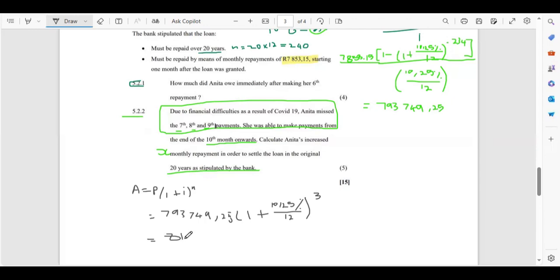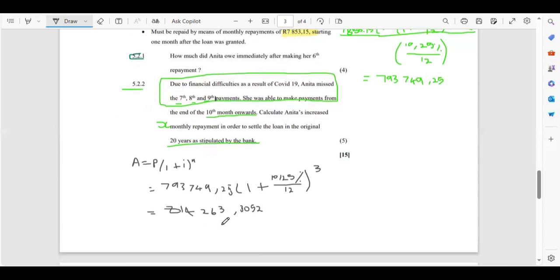And this is how you would always go about answering these kinds of questions. First, find out how much they are owing, and then you can calculate whatever they're asking you afterwards. Now, after she missed these 3 payments, she's now owing 814,263.3052. Now, we do not round off. Why? Because we haven't yet arrived at our final answer.